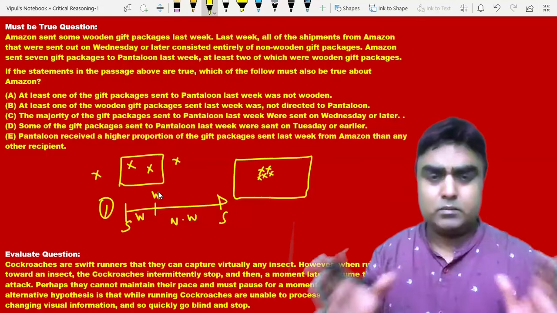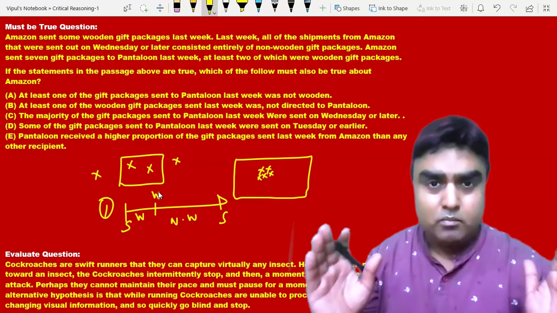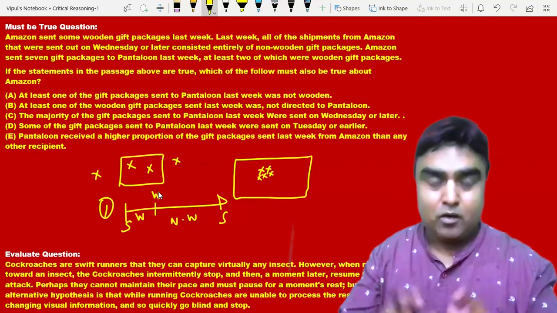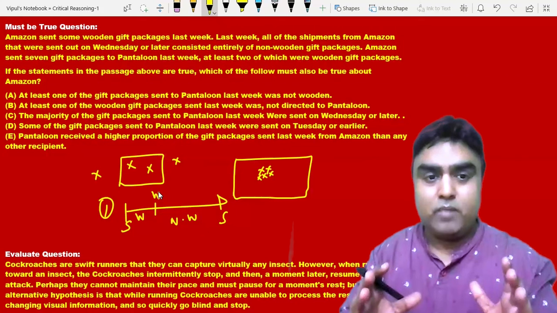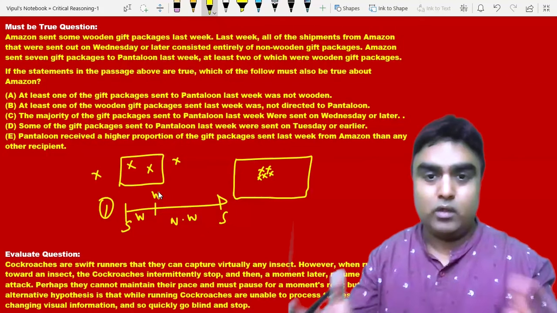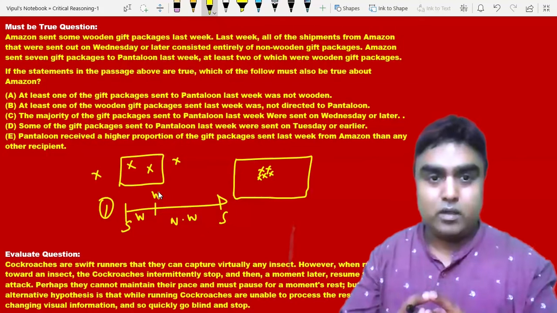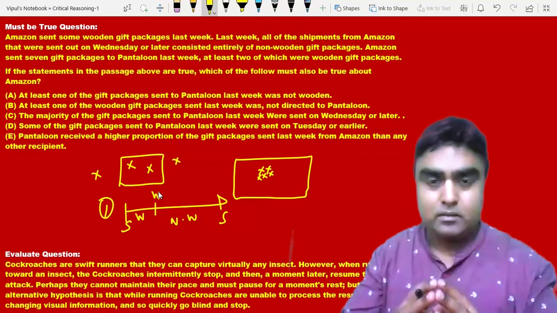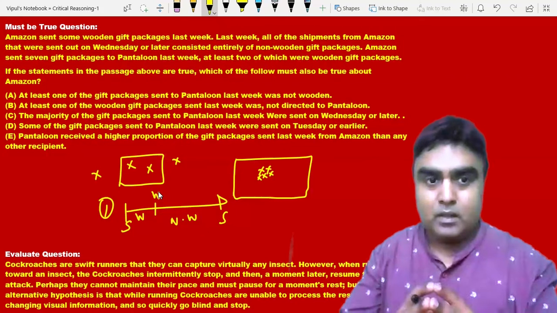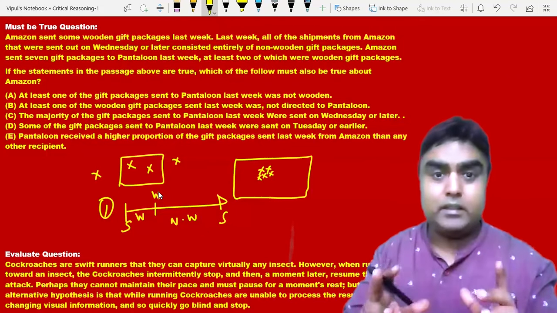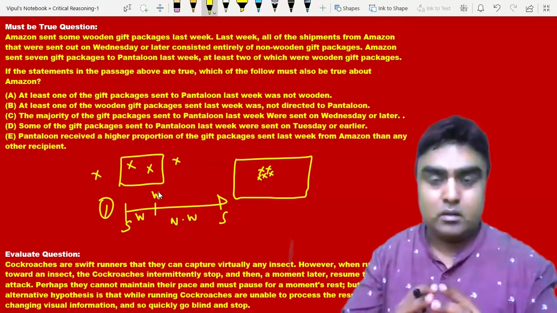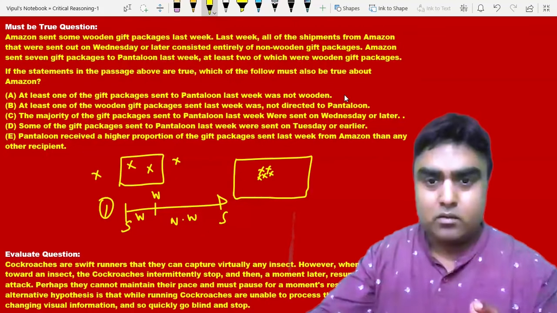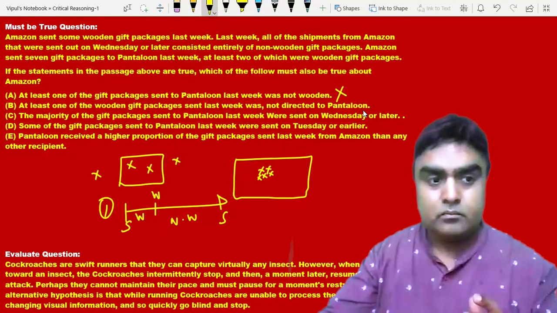The question is must be true, मतलब वो आंसर इस पैसेज की बाउंड्रीज के बीच में होना चाहिए. तो पहला देखते हैं, पहला ऑप्शन देखते हैं. At least one of the gift packages sent to Pantaloon last week was not wooden. So what is the answer? Looking at the passage, can we say that? The only thing in the passage is at least 2 of which were wooden. So we are not sure about anything non-wooden. So this answer goes out.